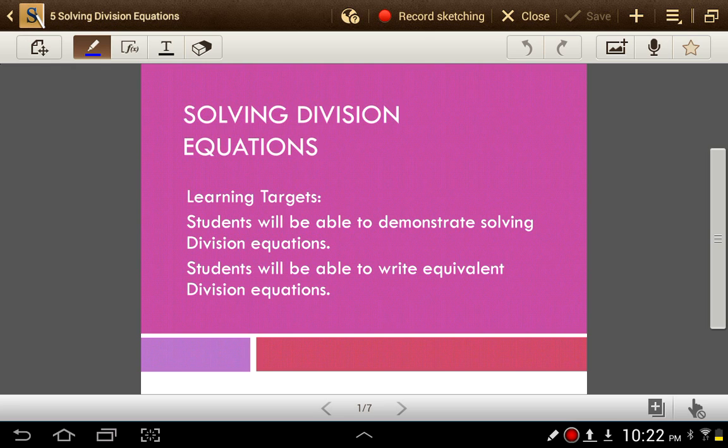So again, not only do you have to be able to solve them with the correct work and everything, but also I want you to be able to take answers, find the answers, and then write other equations that are equivalent. Remember, equivalent means they represent the same amount. Alright, let's go on with our first example. If you need to pause, go ahead.